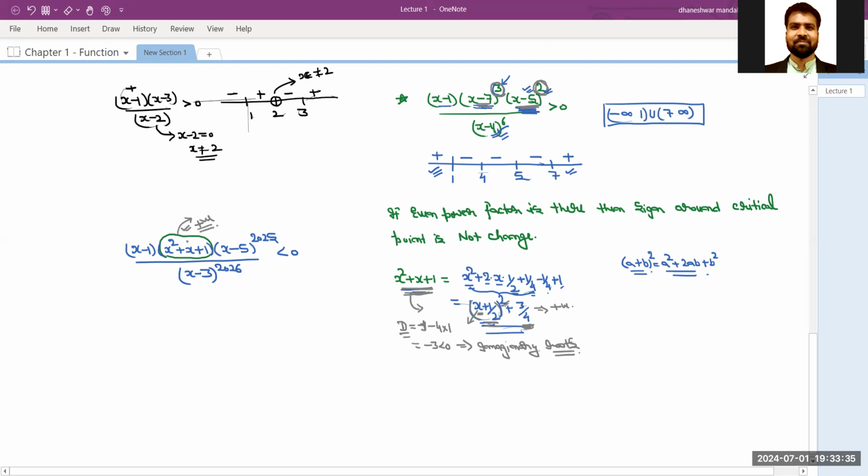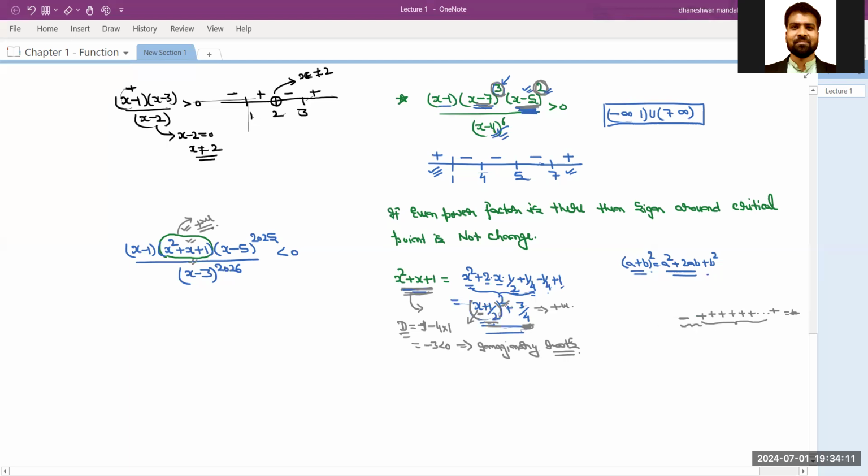Okay. So if this expression is always positive, then its sign cannot decide the sign of the whole inequality. Why? Because if I multiply positive, positive, positive 1,000 times, I again get positive. If I multiply this positive sign 1 crore times, I again get the positive sign. But one minus sign can change the sign of the whole expression. Okay.